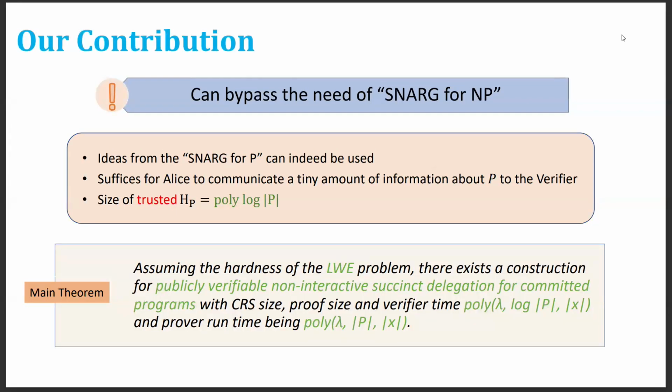So our main theorem is the following: assuming the hardness of LWE, there exists a construction for publicly verifiable non-interactive succinct delegation for committed programs, where the CRS size, the proof size, and the verifier time are polylogarithmic in the size of the program P, and the proof time is polynomial in the size of the program P. I would like to stress that in our construction, the CRS size is completely independent of the program and the input. It's just polynomial in lambda, which is the security parameter. And the prover runtime is polynomial in P, which is expected because the prover at least needs to run the program completely in order to generate what the output would be.